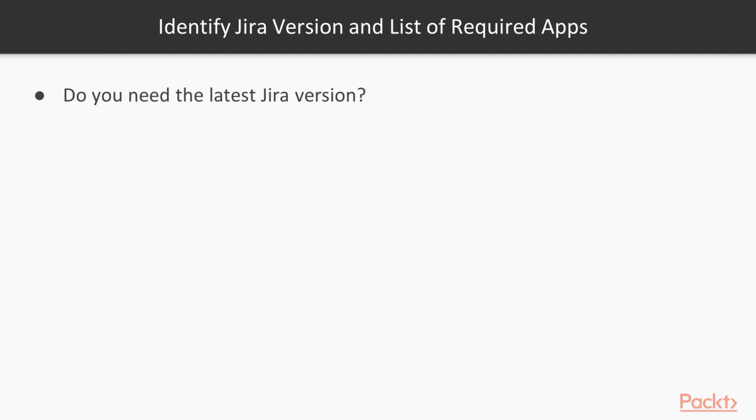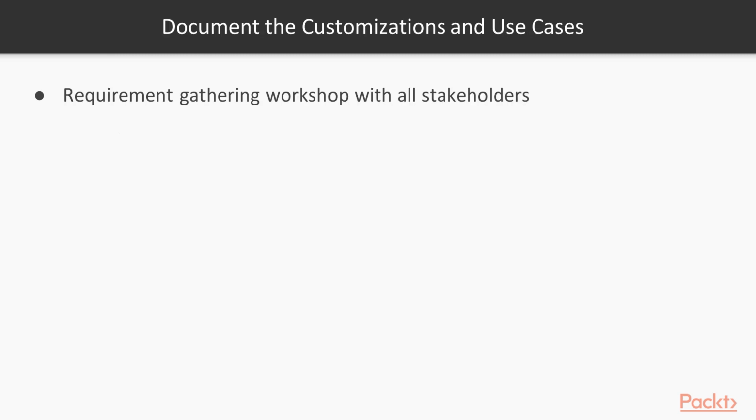Do you need the latest Jira version? Well, in most cases, if you install the latest stable release of Jira, then you will be totally fine. But I highly recommend you first identify what exactly you want to do with Jira. Maybe you need to have an add-on installed on your server, but that add-on is not really compatible with the most recent version of Jira. So you need to actually identify your requirements and also take a look at the compatibility of all the apps that you might need. Document the customizations and use cases.